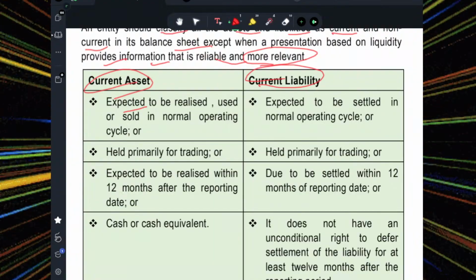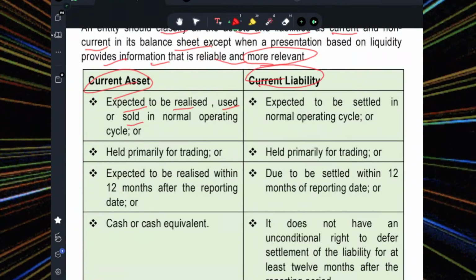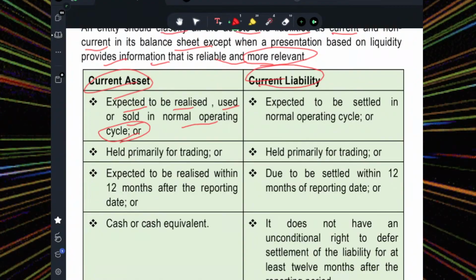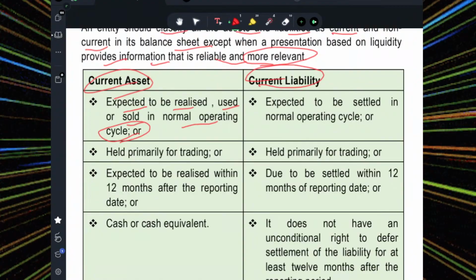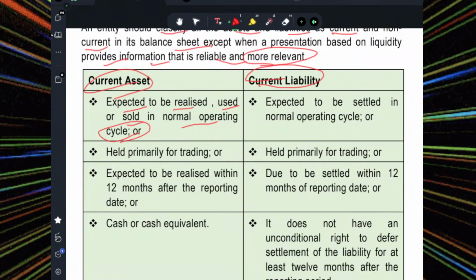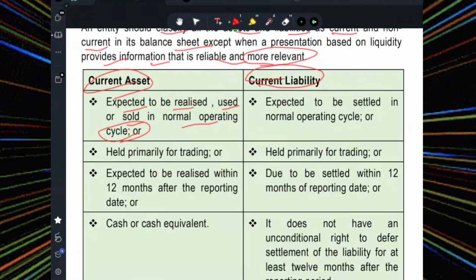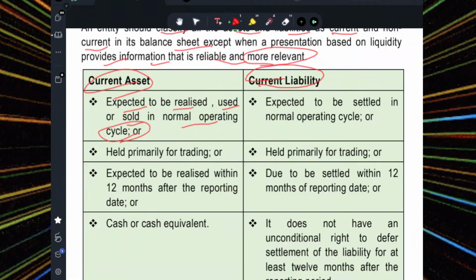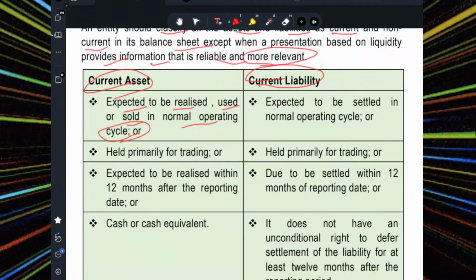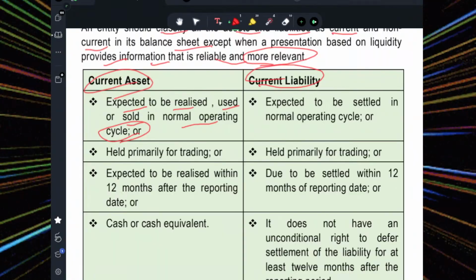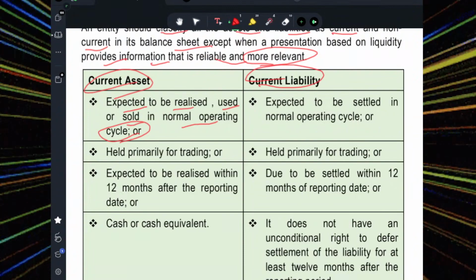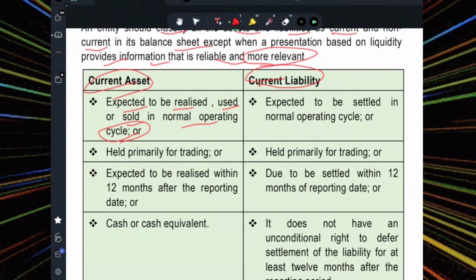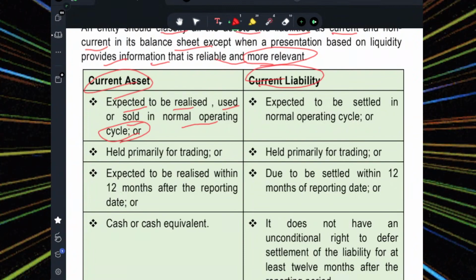They expect it to be realized, used, or sold in the normal operating cycle. So in my normal operation, it is a current asset. I am able to get that within 365 days. I will use it in 365 days. I will sell it in 365 days. My business is to deal in such goods, and that is my business. That is a current asset.